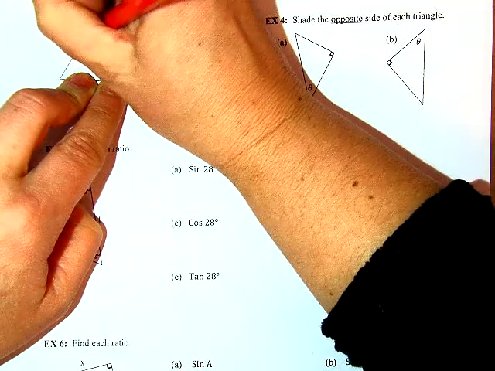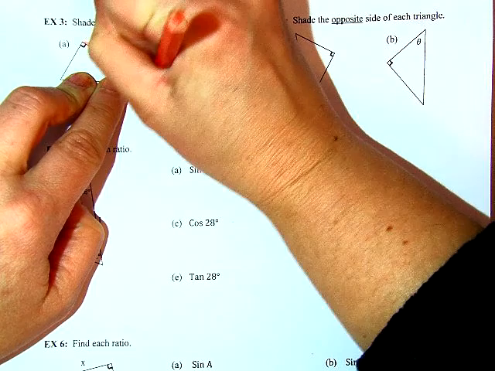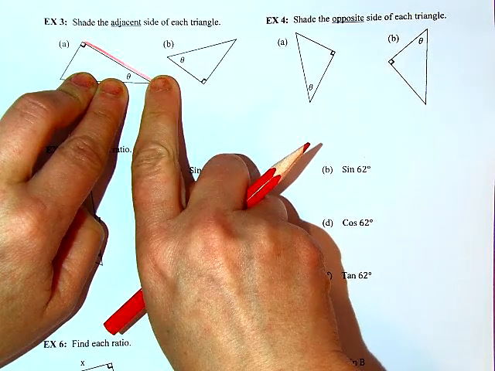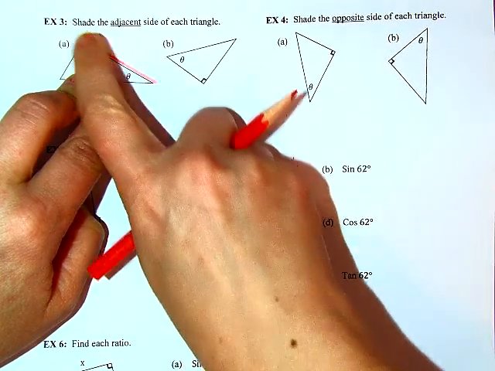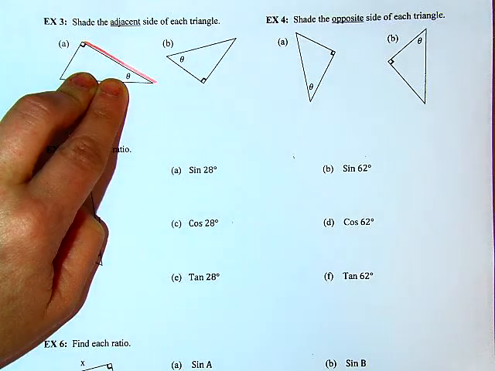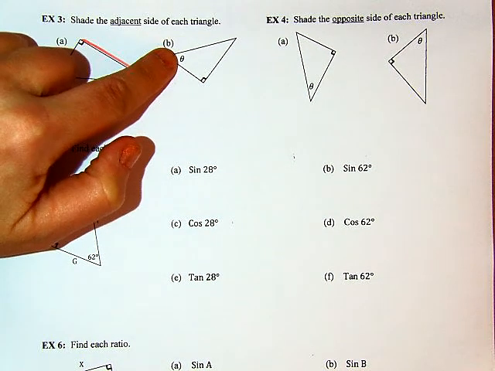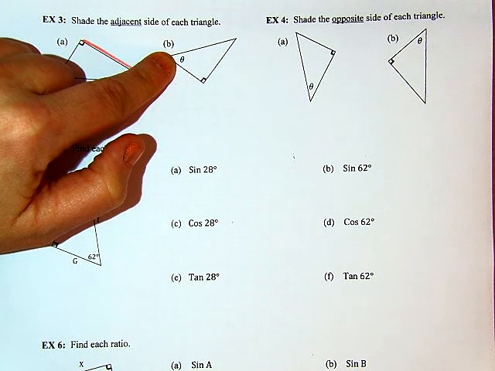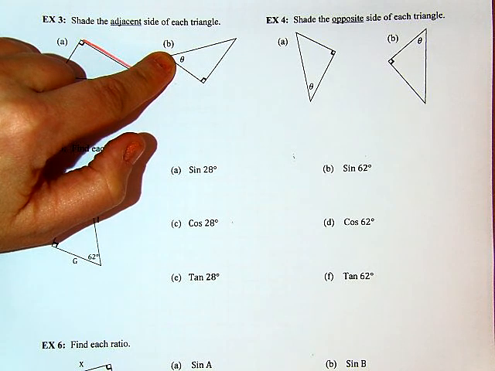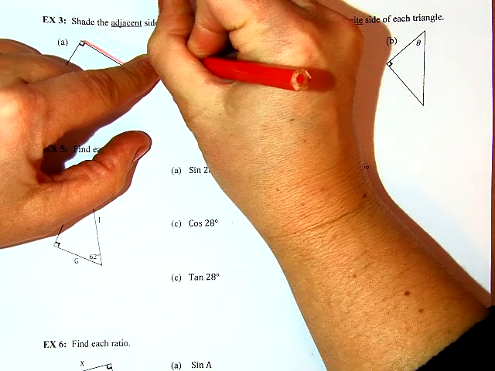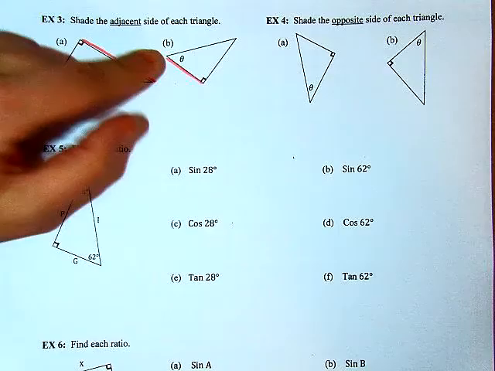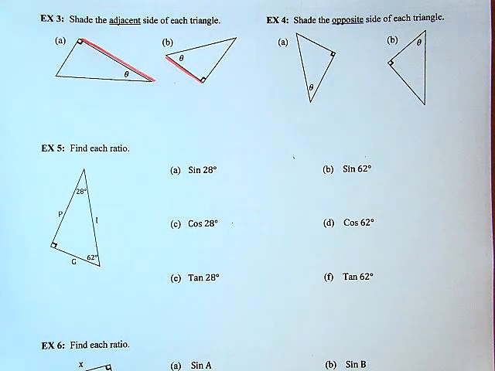So right here would be the adjacent side. The angle is touching it right here. It's right next to it. It's close to. That's what adjacent means. All right, if I look in B, here's my reference angle. Here's theta. Which side is it touching? That is a leg, not the hypotenuse, and that would be this one right here. So those sides would be adjacent.